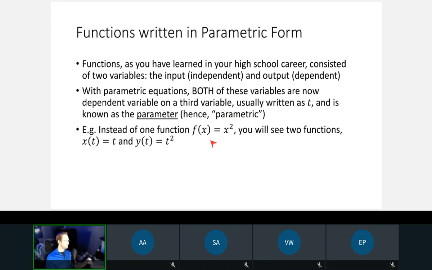So for example, we have the function f of x equals x squared. You will see 2 functions. So we can convert this from the standard rectangular form to parametric. And when you convert this single equation, you create 2 equations and you get a third variable out of it. Pretty amazing.